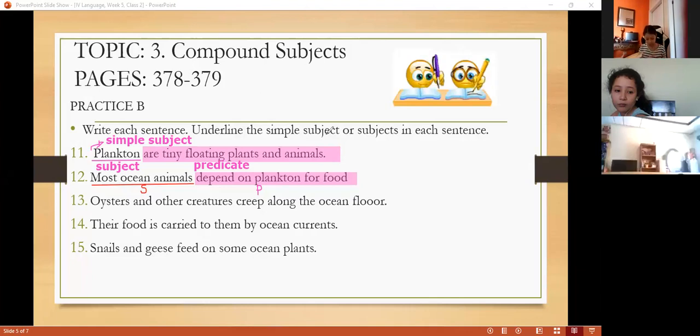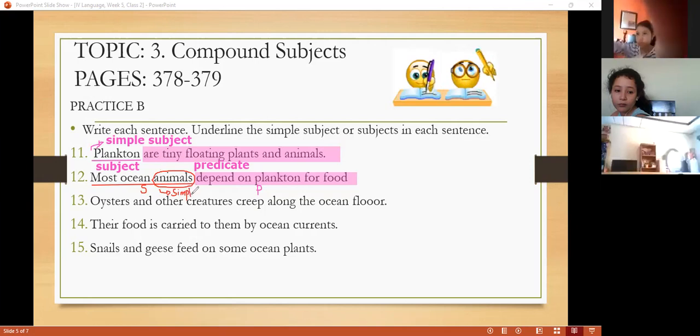I know what the second one is. Oysters and other creatures creep along the ocean floor. Okay, hold on. Animals, remember, in this case I'm going to circle it. Oysters is the subject and the predicate is other creatures creep along the ocean floor.